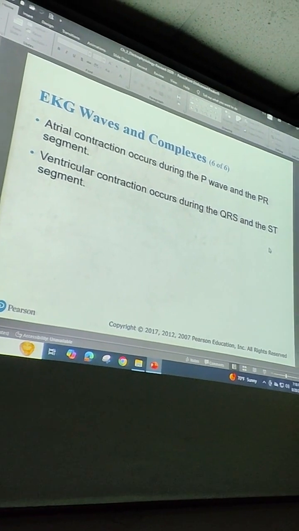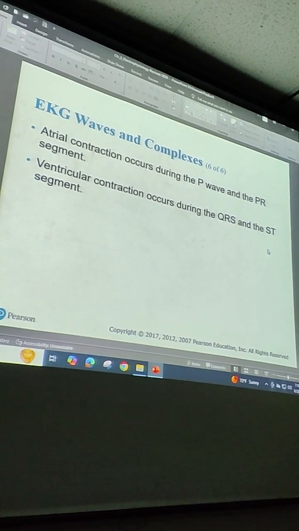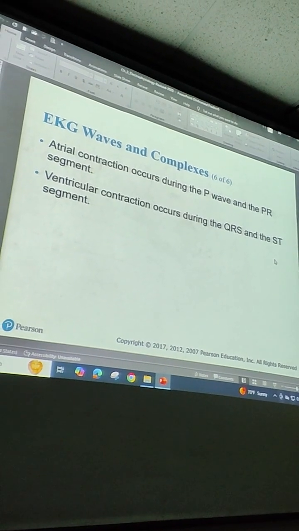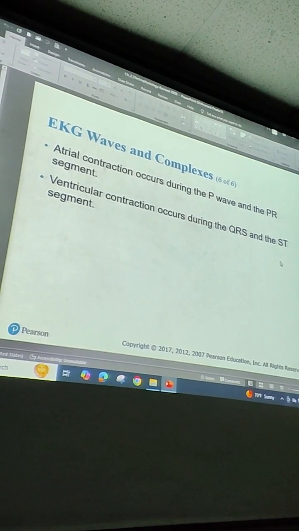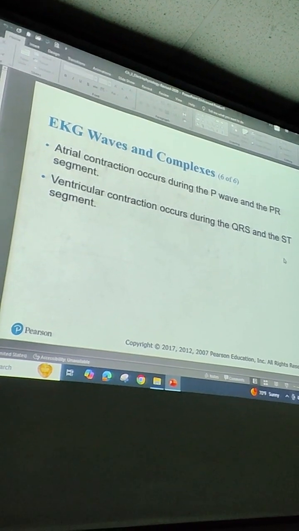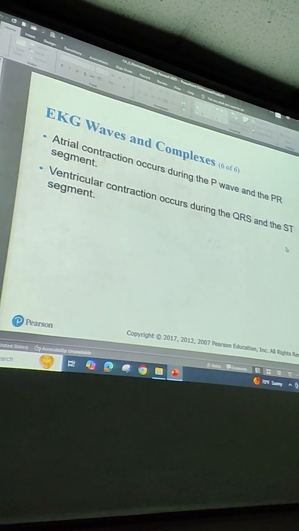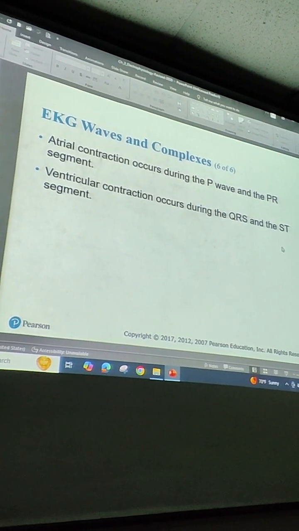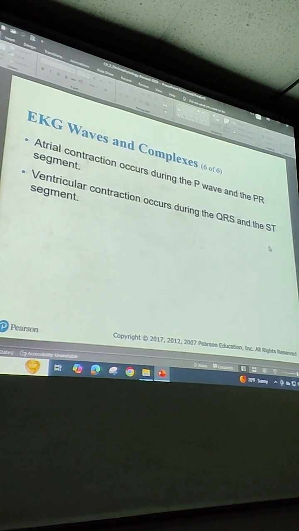And for ventricular contraction, the same. When the ventricles contract, you see the QRS complex plus the ST segment. Why is the P wave not included? Because the P wave is not part of the depolarization, the contraction. So that's basically what it is.